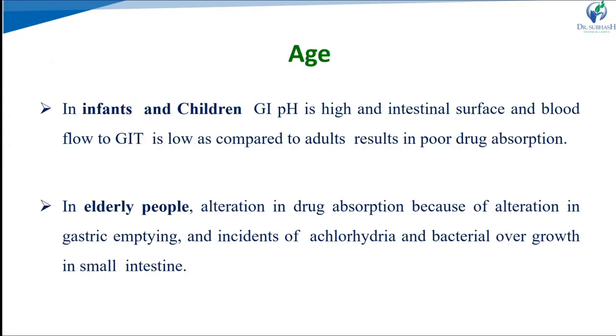The miscellaneous, minor factors: age. In infants and children, GI pH is high, and intestinal surface area and blood flow to the GIT are low as compared to adults, resulting in poor drug absorption as compared to adults or normal persons. In old age, drug absorption is altered because of alteration in gastric emptying as compared to adults. Disease conditions, such as bacterial overgrowth in the small intestine, also change drug absorption. So these are the patient-related factors that affect the drug absorption process. Thank you.